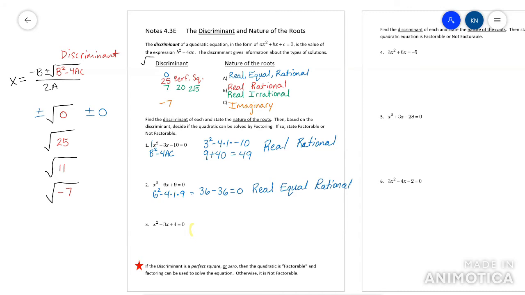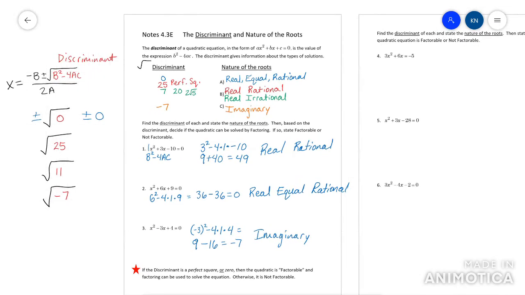Let's look at the next example. b squared would be -3 squared minus 4 times a times c. So -3 squared is 9 minus 16 here, which makes -7. Since it's negative, it's going to be imaginary. Oh, and one more thing. If it's a perfect square, like this one right here, 49, that means you could have factored this trinomial to begin with. If it's not a perfect square, you can't factor it. So like this one, you could not have factored. And if it's 0, you could have factored it as well. Like this one is factorable. I know I'm jumping around. I'm sorry. Let's keep moving.